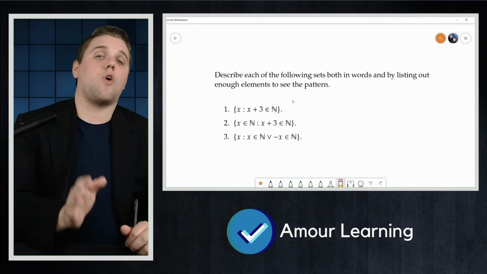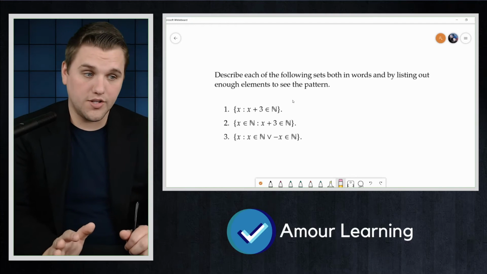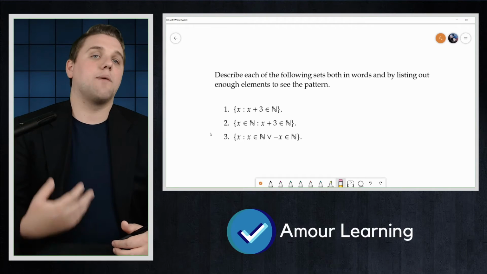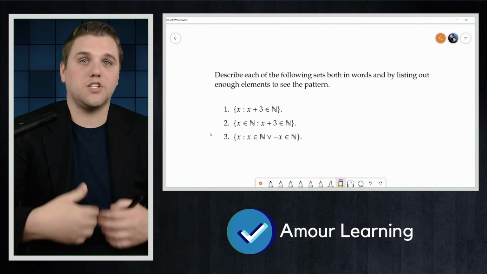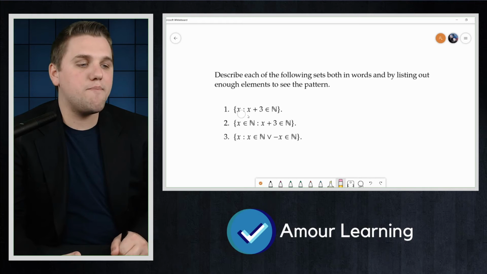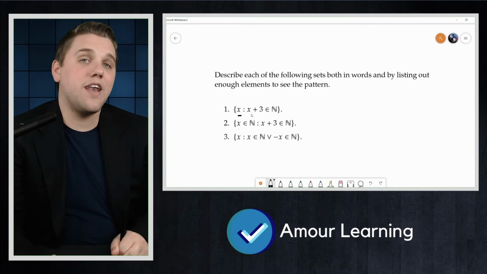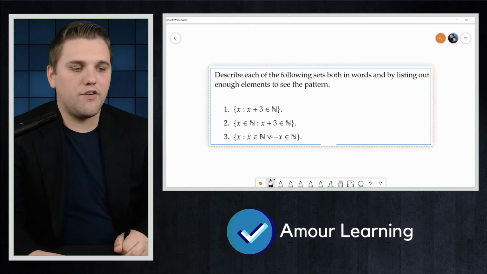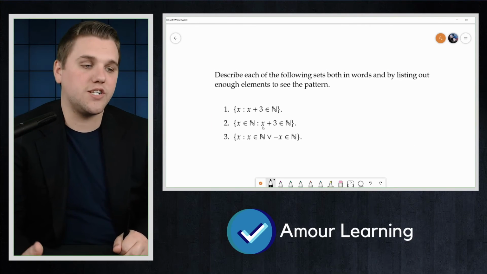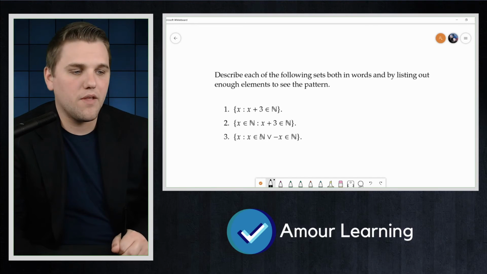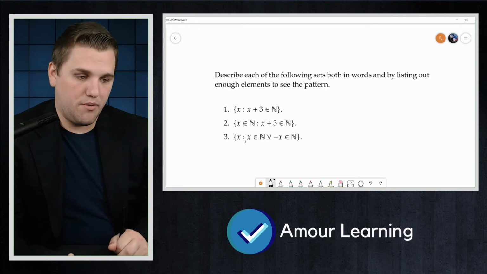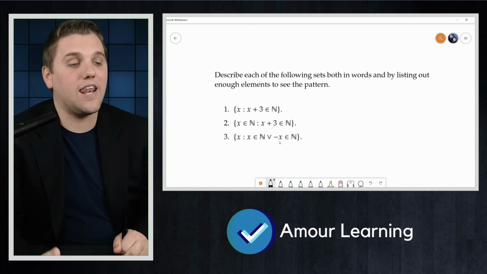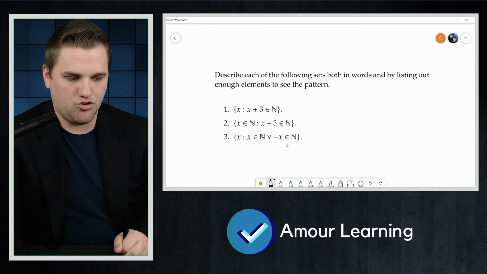So first, we're going to describe each of these sets with words. So I'm going to read off from left to right for each of the set builder notations here, and I'm going to use those as the words to describe what the set is saying. So here I want all of the members such that that number plus 3, or that element plus 3, is a natural number. For the second one, I want all the natural numbers such that x plus 3 is a natural number. For the third one, I want all the numbers or elements such that that element is a natural number or negative that element is a natural number.